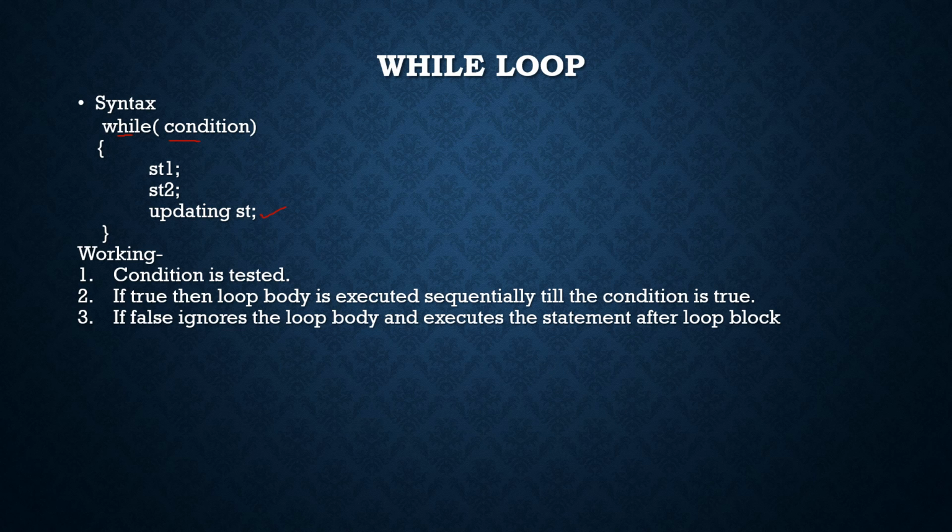Okay, now let's see how it works. The condition is tested first. And then if the condition is true, only then is the body of the loop executed. That means statement 1 will be executed, statement 2 will be executed, then the updating statement will be executed, and after that it goes back again to check the condition. So if true, then the body of the loop is executed sequentially till the condition is true. If the condition is true, it will again come back to the loop body. If false, it ignores the total block and it comes to the statement written after the while block.